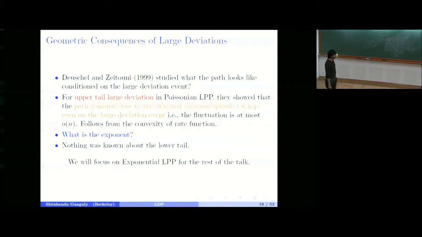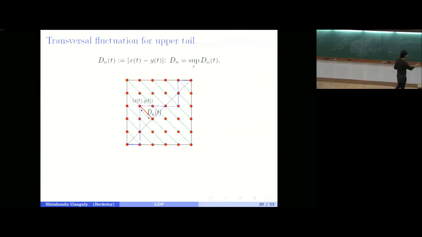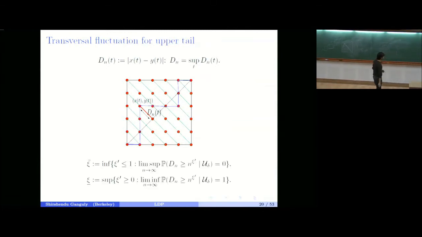Okay. Till now I was talking about general models, but for the rest of the talk, I'll focus on exponential. Okay, so transversal fluctuation. This is exactly the thing that we care about. If I want to describe an exponent, there is some complicated description, but that's not very important. We should try to understand if there is a xi such that this is roughly like n to the xi. This is what we will call the exponent.